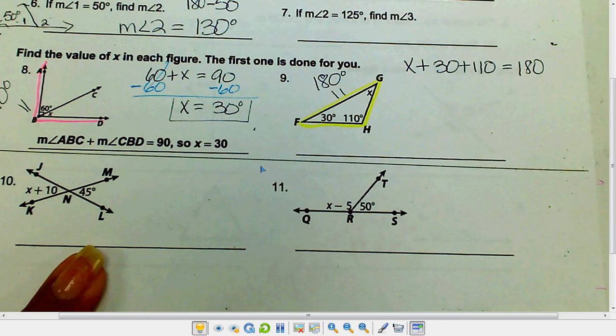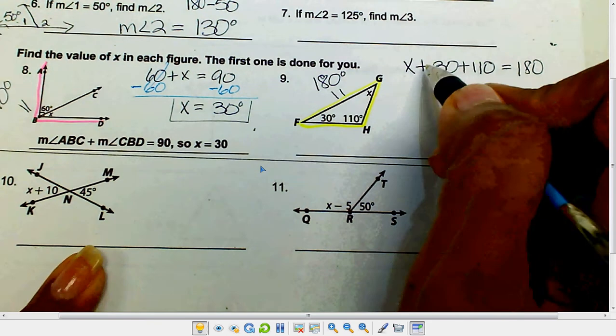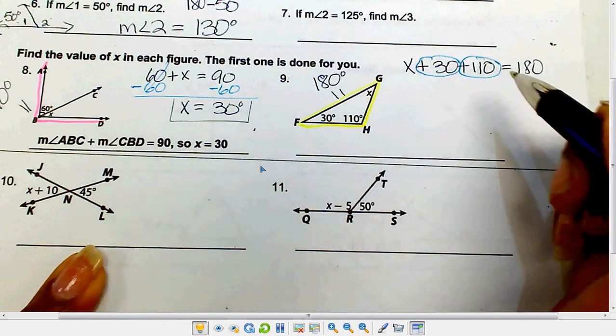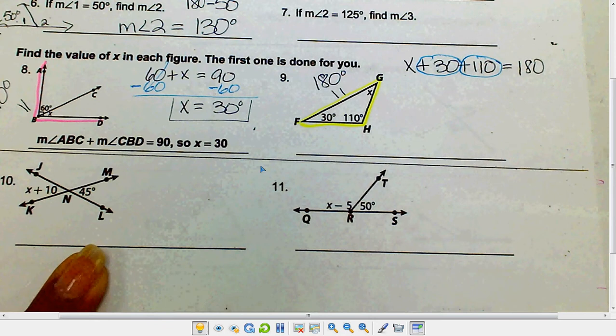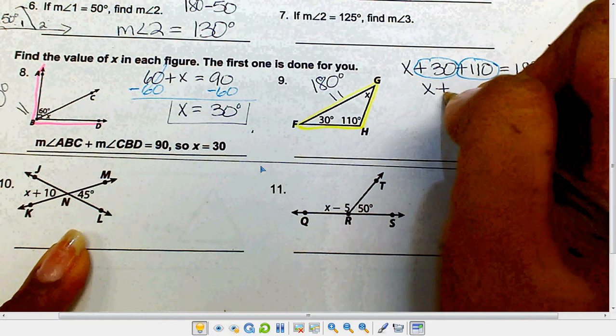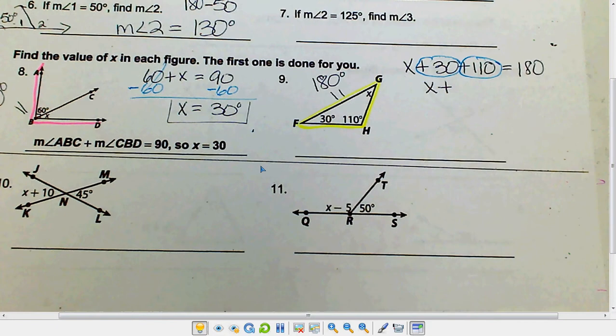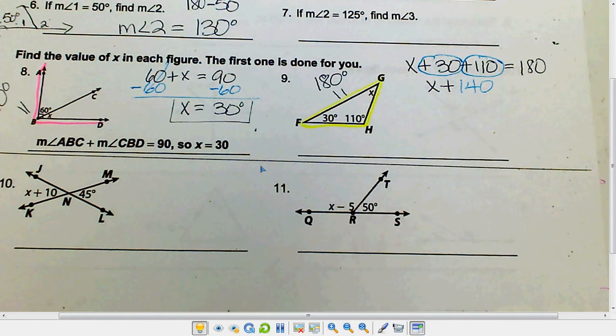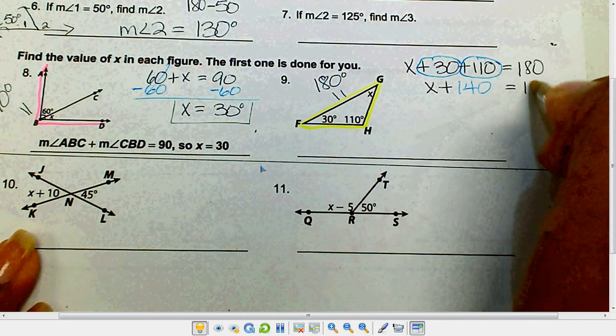So the first thing I want to do is to start combining my like terms. And notice over here on the left side together, we have two numbers that don't have variables attached. So therefore, they're like terms because they're just plain numbers. So the first thing I want to do is go ahead and add those together. So therefore, I would have x plus 30 plus 110 is 140, and it equals 180.